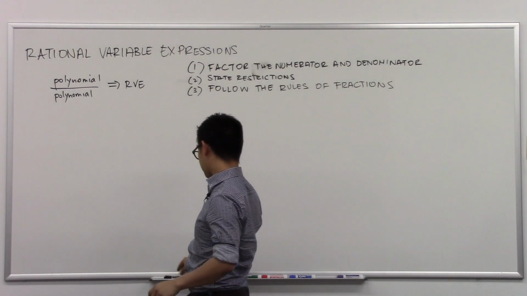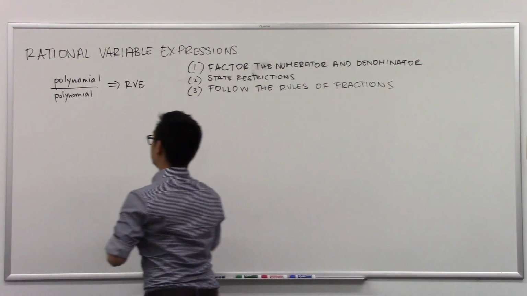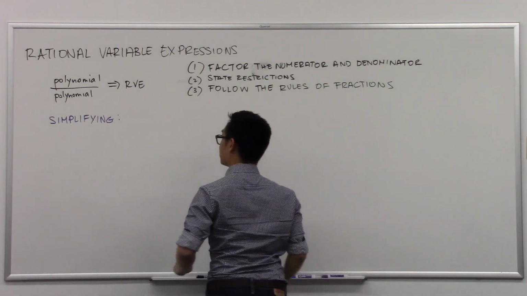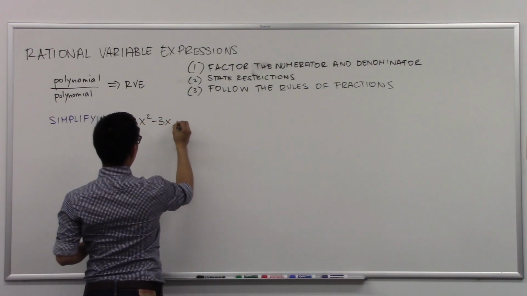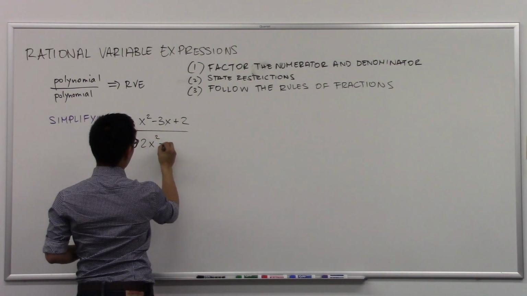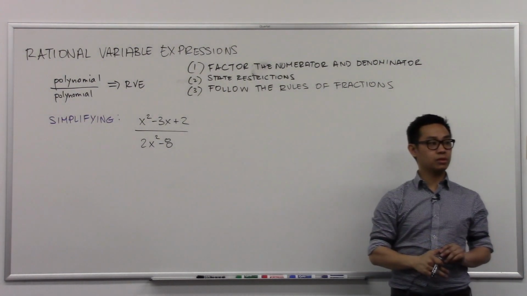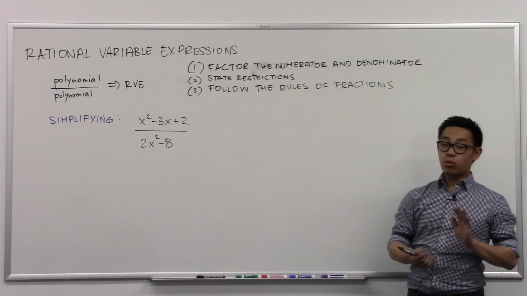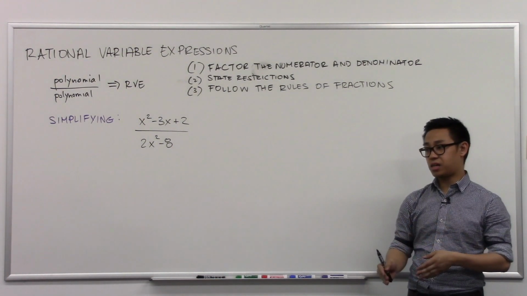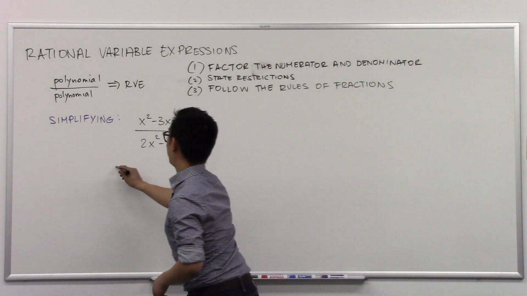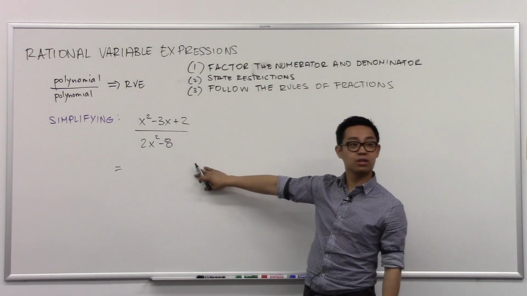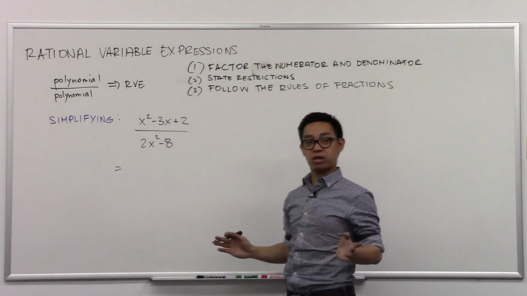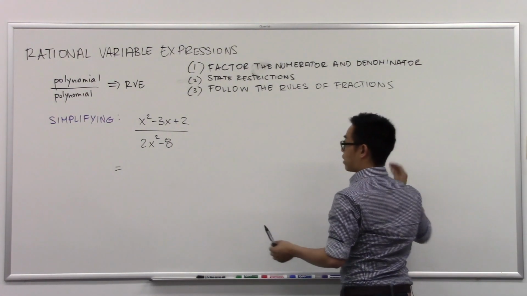All right. So say that I was doing simplifying. What if I gave you x squared minus 3x plus 2 over 2x squared minus 8? You have to factor in order to do RVEs. When you factor off to the side, you write your answer in. Your next line underneath this should have your factored version fully. It should not be your work. I don't give any marks for factoring on RVEs. So you factor this off to the side somewhere, and then you write your answer in.